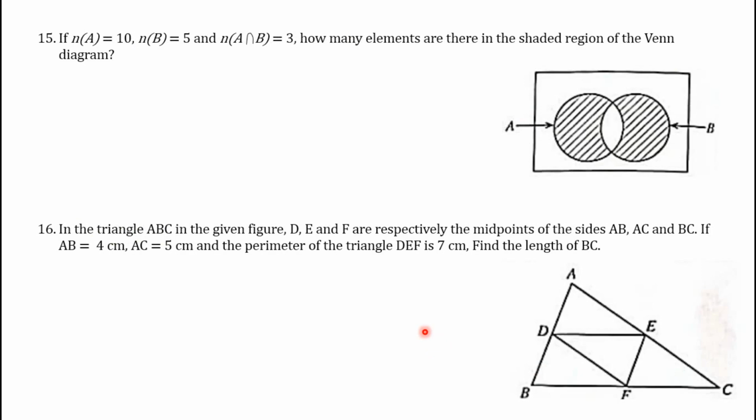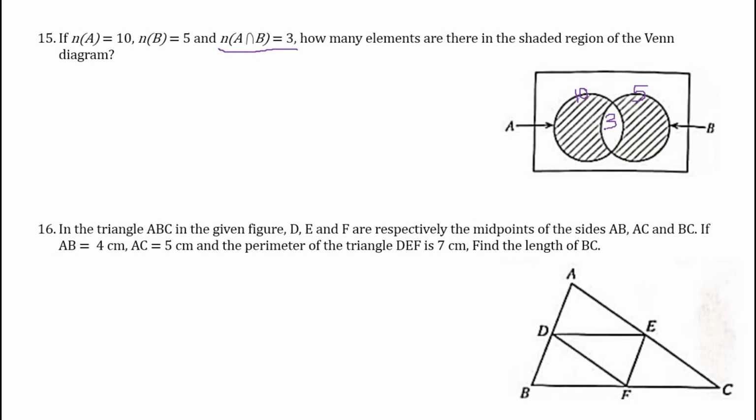Question number 15. If n(A) equals 10, n(B) equals 5 and n(A intersection B) equals 3, this part is 3, how many elements are there in the shaded region of this Venn diagram? Now let's implement all the values in this and let's find the answer. So it says the number of A is 10, so I'll write 10 over here, and the number of B is 5 and the number of A intersection B is 3.